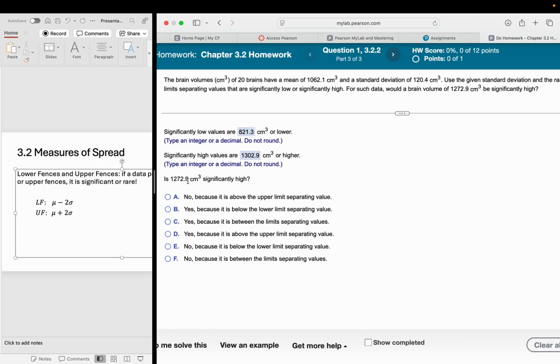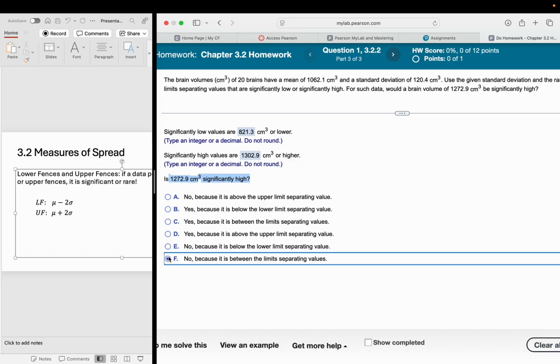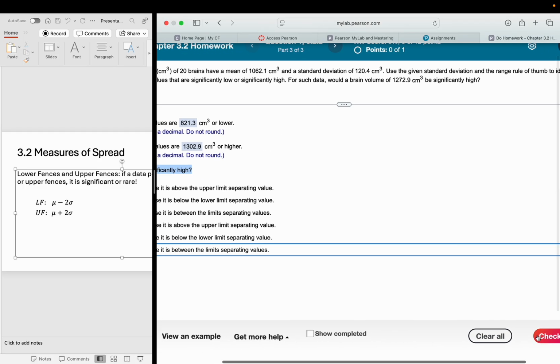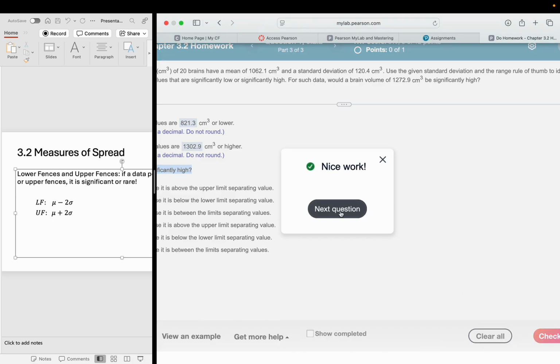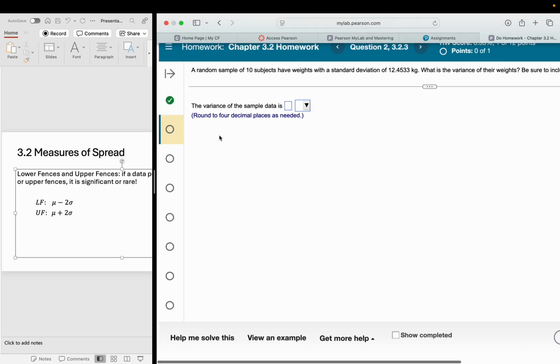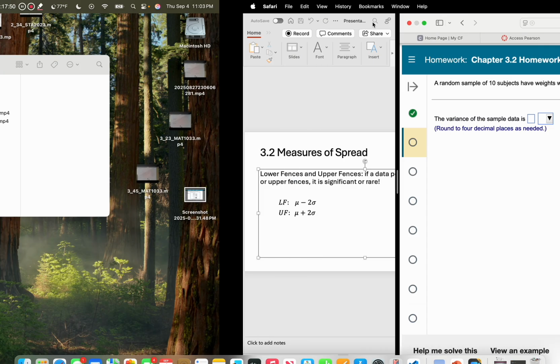And now the question is, is this significantly high? Well, no, because it's within my fences, right? There's my low, there's my high, this is in between. So no, because it's between the limits of my separating values. Great, not too bad there. We just learned about what we call the range rule of thumb.